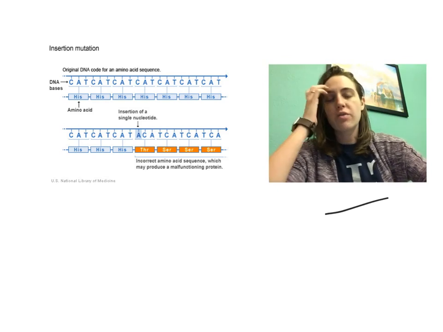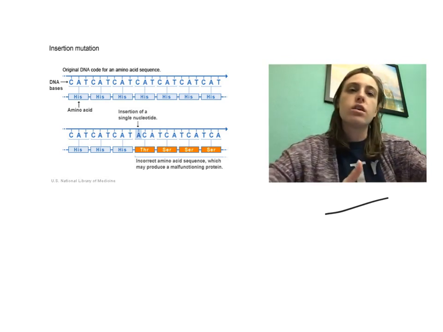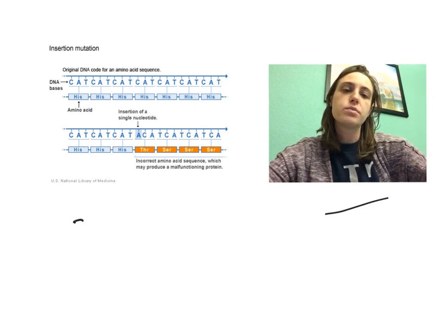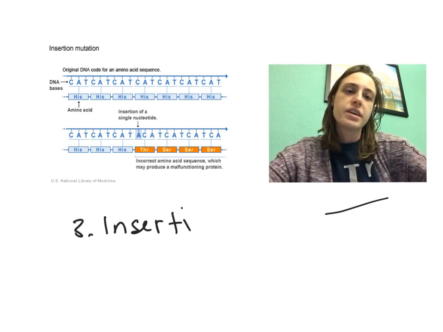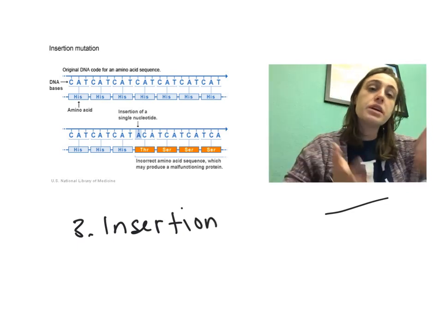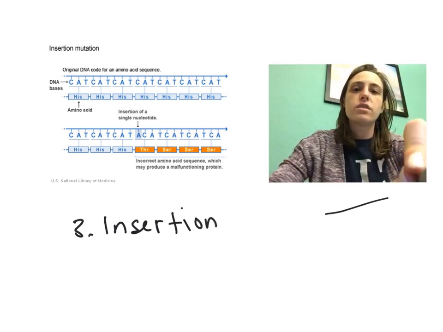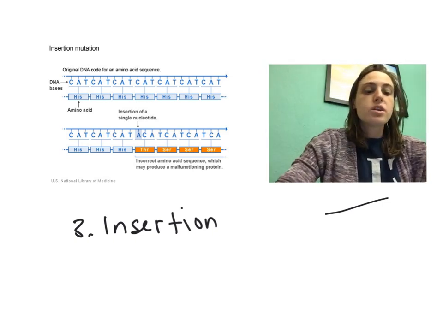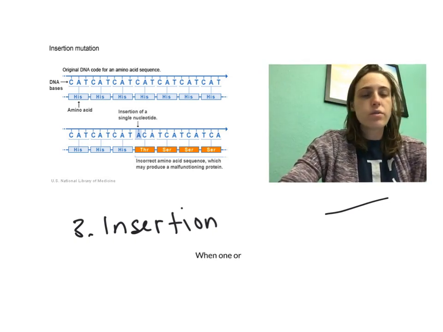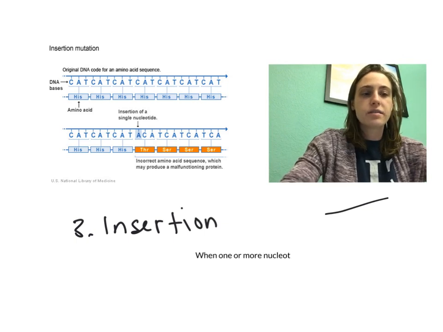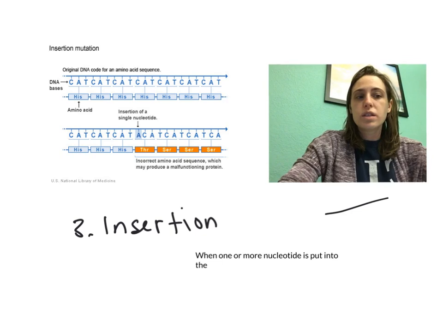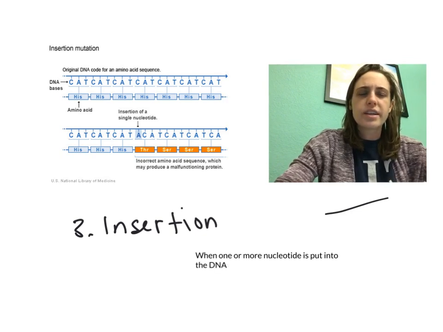The third type of mutation I want to go over today is something called an insertion. So an insertion mutation is going to be one where you have a nucleotide that is getting basically put into the DNA. So let me just type out a definition to be a little bit quicker. So when one or more nucleotides are put into the DNA or that gene, right?